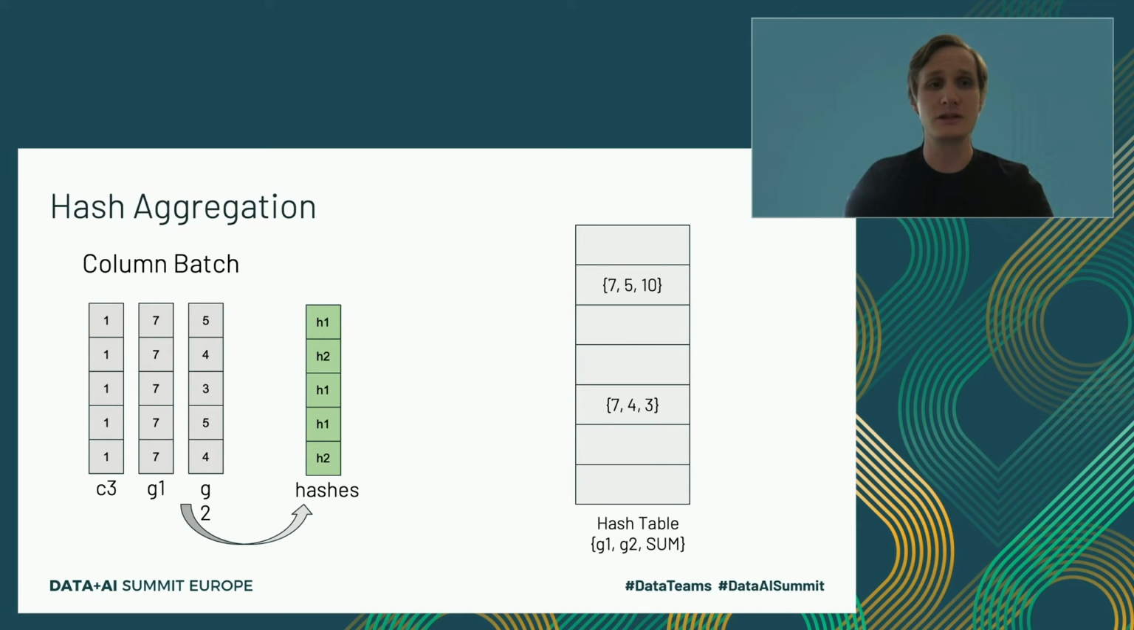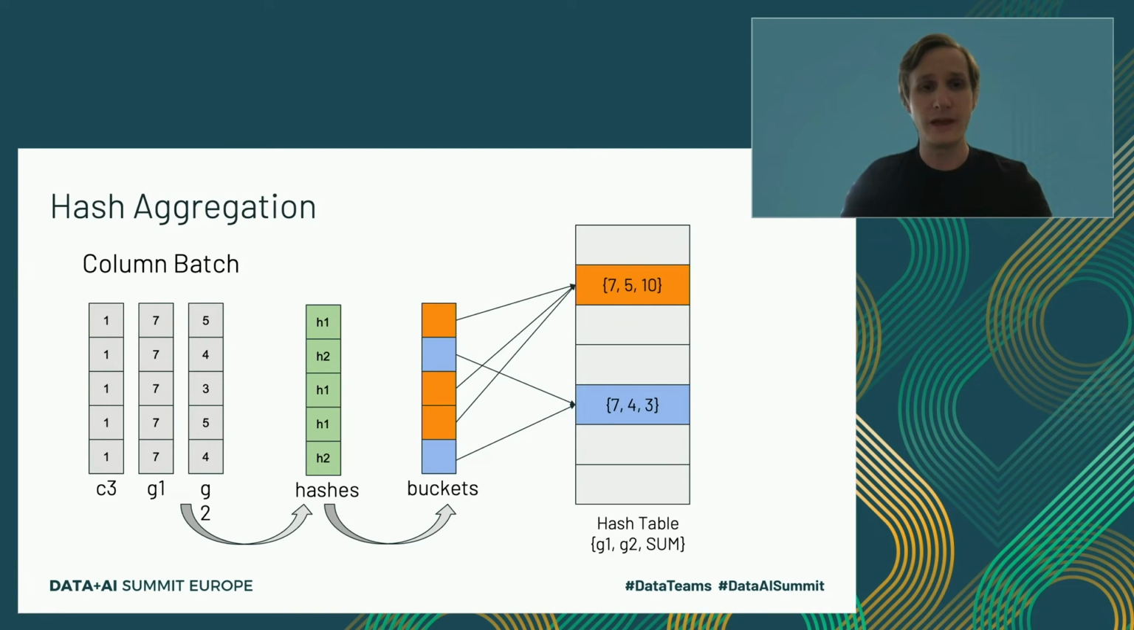The first step here is to take those G1 and G2 vectors and compute a vector of hashes. This will be done by first computing the hashes for G1, and then using that as the seed for the hashing of G2. That will produce a vector of hashes. And you'll see on the right-hand side that I already put a few entries into the hash table, just to make it easier for us to think about some of the non-trivial cases.